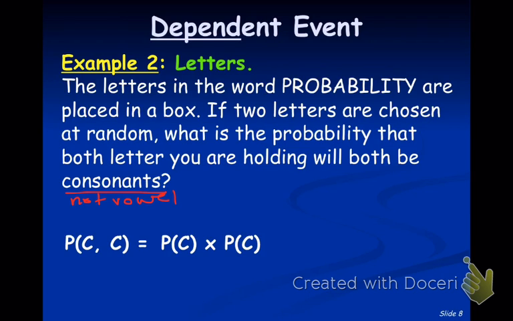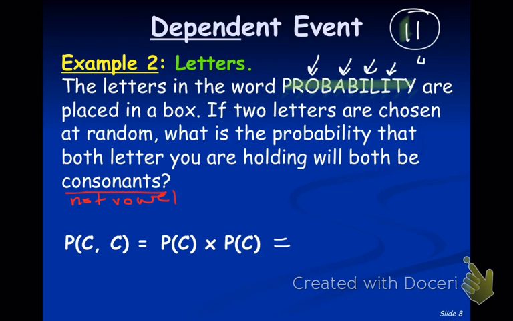So let's go ahead and figure that out. We're going to do P of C for consonant times P of C after the first consonant has been removed. So we look at the word probability and count the letters: 1, 2, 3, 4, 5, 6, 7, 8, 9, 10, 11. So there are a total of 11 letters here. Of the 11 letters, the O is a vowel, the A is a vowel, the I is a vowel, and so is the next I. Let me see, are there any other vowels? Just double check. So we have 1, 2, 3, 4 vowels. So 4 of them are vowels, the rest of them are consonants.